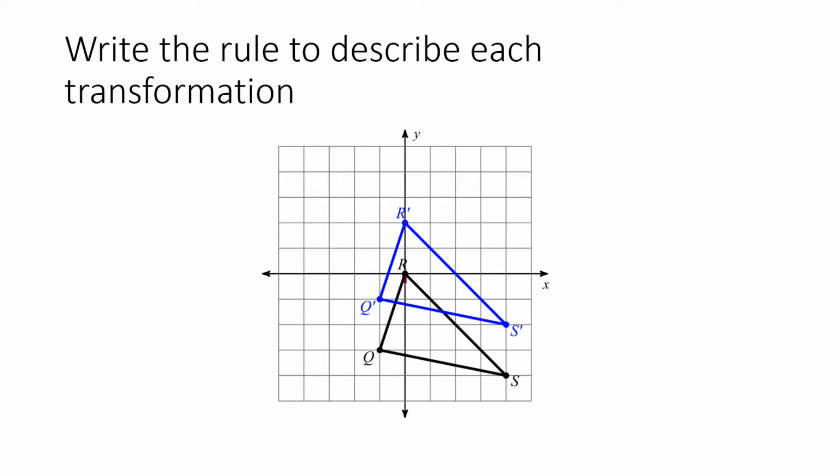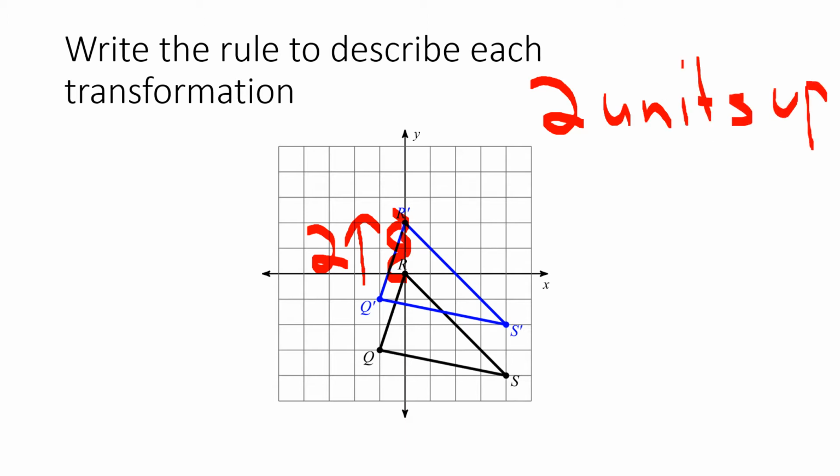You can see we moved up 1, 2 units up, 2 units up. So when we move 2 units up, we can say either 2 units up, or we can write it in vector form.